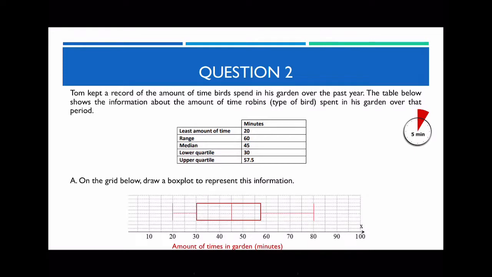And please note that I've labeled my particular box plot. So I've given it a heading because there is a context, there's a scenario that indicates what I need to include. Because this is talking about the amount of time robins, which is a type of bird, spend in the garden. So in this case, this will be about amount of time in garden, which is in minutes, which is the units in this case.